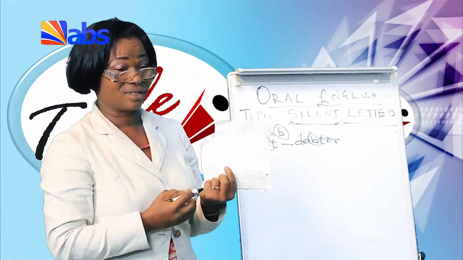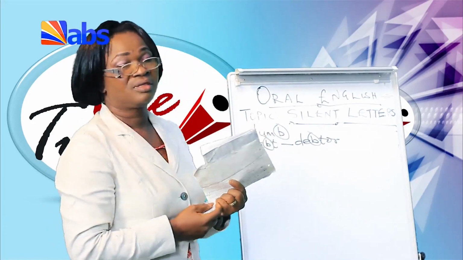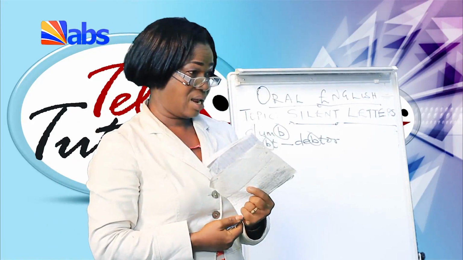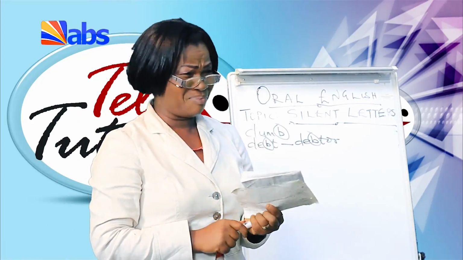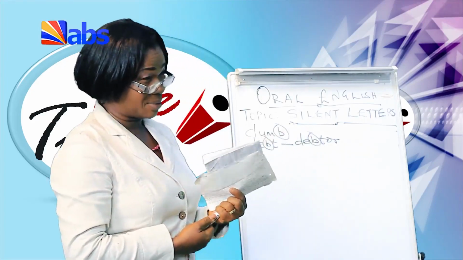So if someone is owing you, what do you call the person? A debtor. Debtor. Not a debitor, whatever. Debtor.